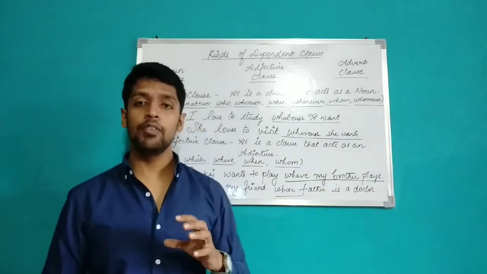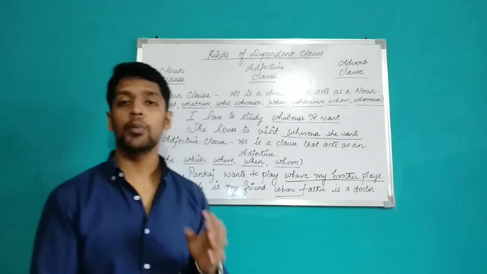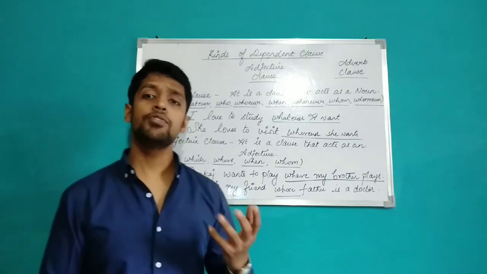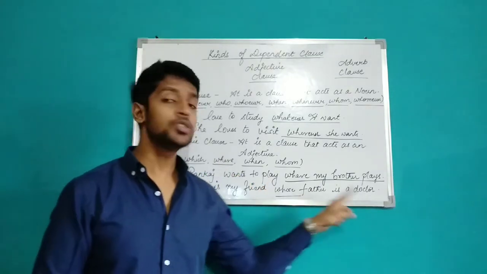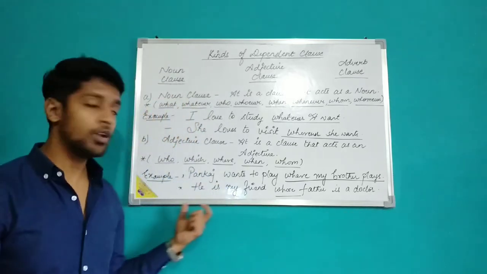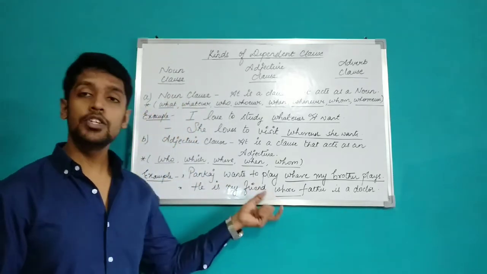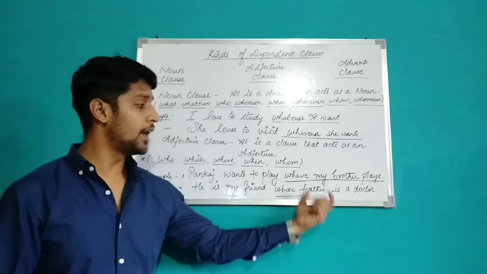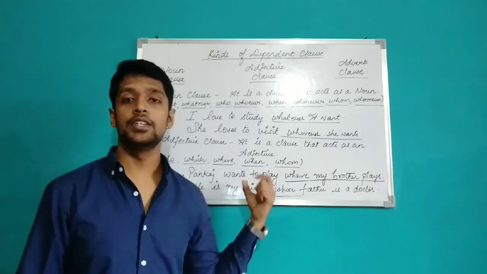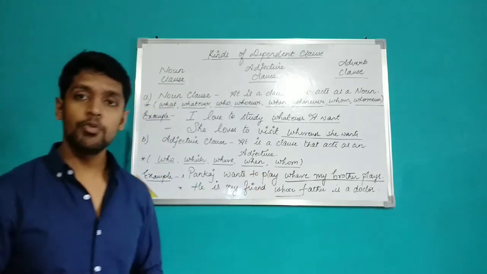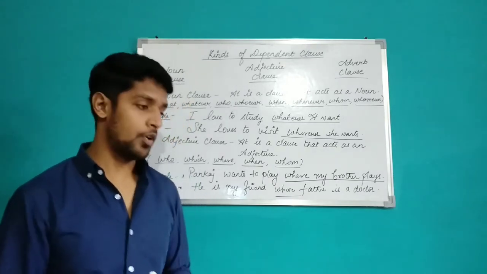So here I am giving additional information about my friend. I am telling which friend? The friend whose father is a doctor. So what am I doing? I am putting additional information about the noun. That's why it is an example of an adjective clause. Let's move to the third one, adverb clause.